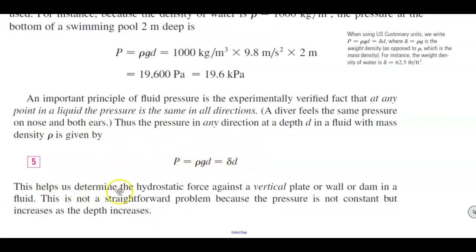And this helps us determine the hydrostatic force against a vertical plate or wall or dam in a fluid. This is not a straightforward problem because the pressure is not constant, but increases as the depth increases.